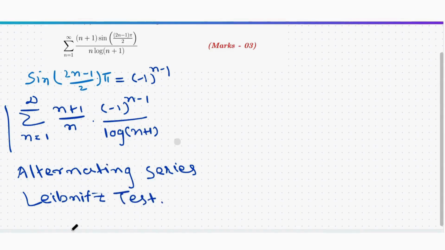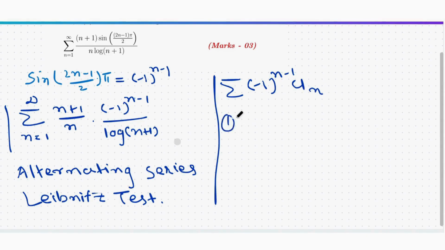So now let's first discuss what is the Leibniz test. This is the general form of alternating series: (-1) raised to n minus 1 into an. Now when we say that this alternating series is convergent, for this we need to check two conditions. First condition is mod an plus 1 is less than mod an for all n.